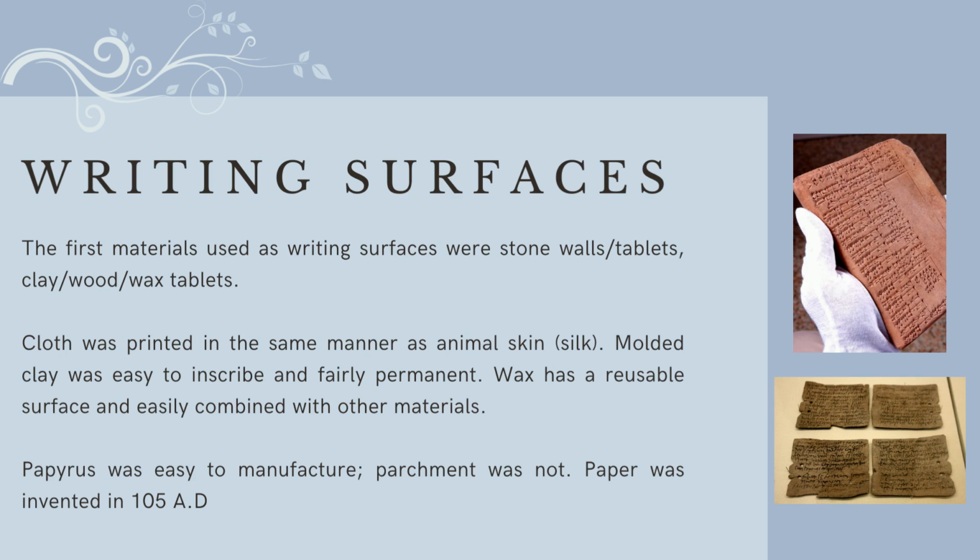First are writing surfaces. The first materials used as writing surfaces were stone walls and tablets, and also material made of clay, wood, and wax. Cloth was printed in the same manner as animal skin, or silk, too. Molded clay was easy to inscribe and was fairly permanent. Wax has a reusable surface and was easily combined with other materials.